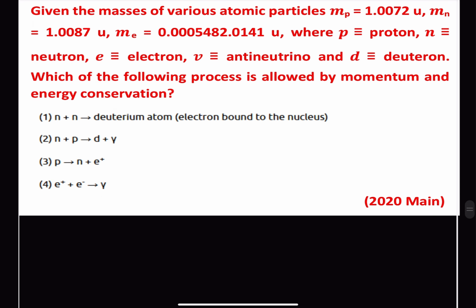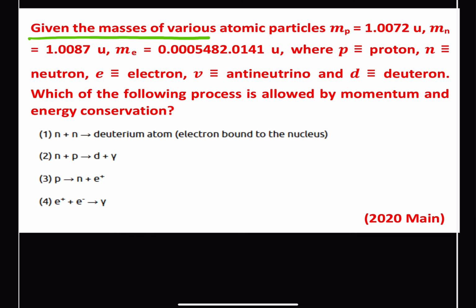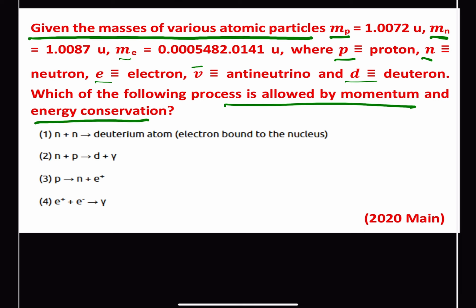It states that, given the mass of various atomic particles: proton, neutron, electron, where P is a proton, N is a neutron, E is an electron, and this is our anti-neutrino, and D is our deuteron. Which of the following processes is allowed by momentum and energy conservation? So this question is direct, and the hint is itself given. We have to check with respect to momentum and energy conservation.